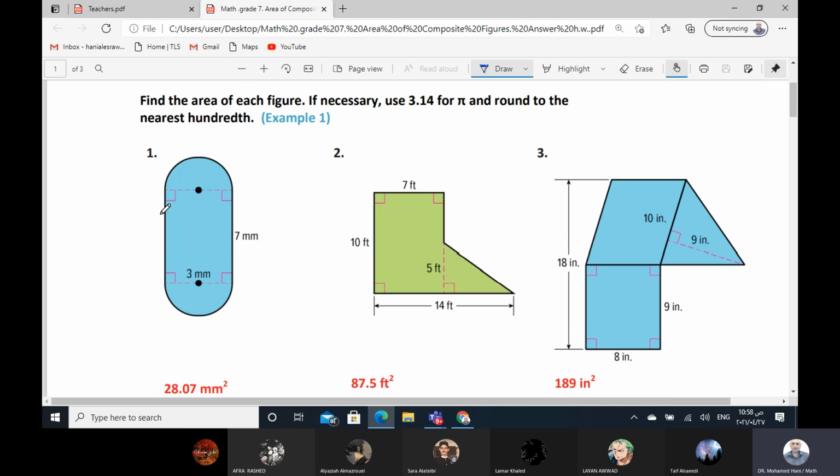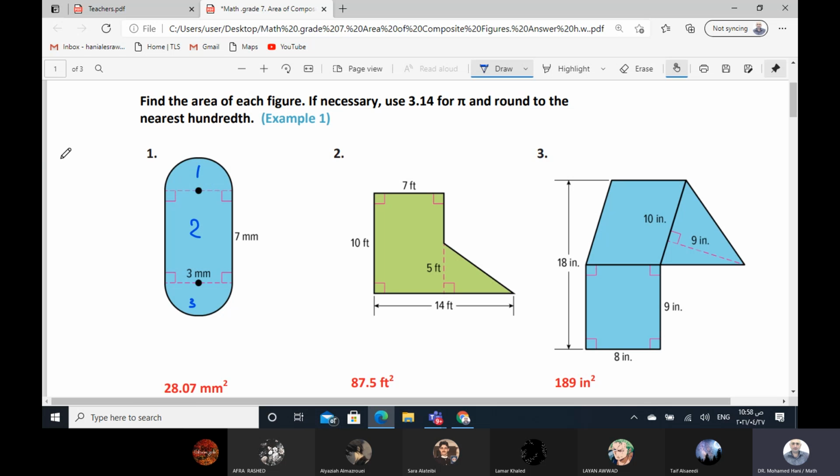As you see here, we have a composite figure. Here we have a semicircle up, here we have a rectangle, and here we have a semicircle. This is area 1, area 2, and area 3. Now I will start to find the area 1, the semicircle.